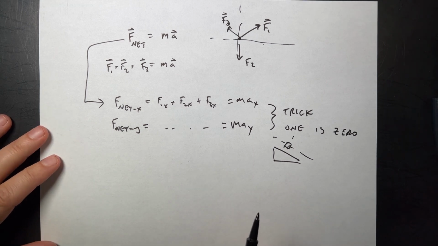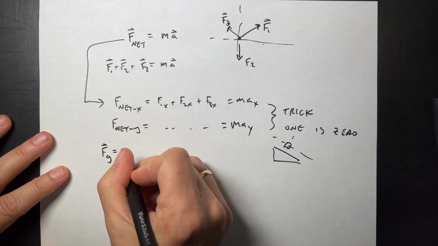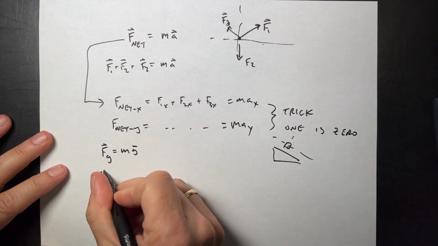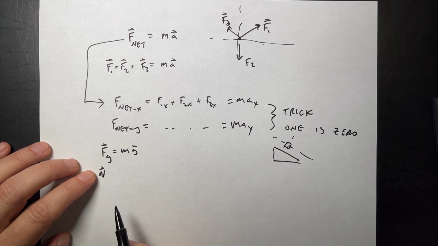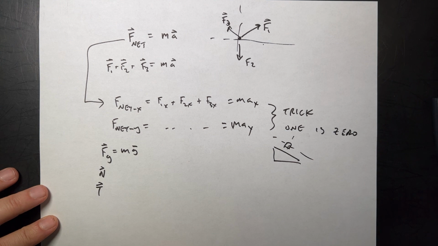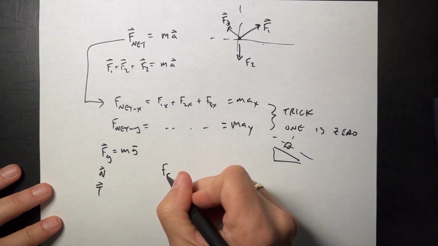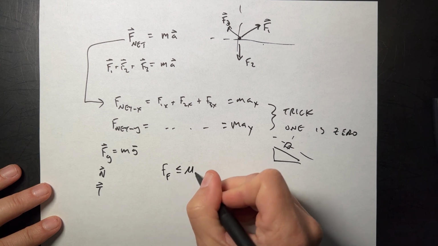And then other than that, we have a couple special forces. We have the gravitational force. Fg is mg. We have the normal force, which is perpendicular to the surface. It could be any value. We have the tension. Again, it can be any value, but it's only in the direction of the string. And then finally, we have the frictional force. We have two versions of this.